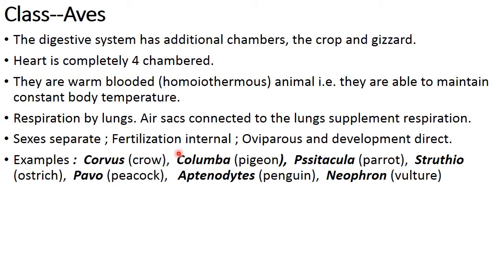Sex is separate hai, fertilization internal hai. Oviparous hai, that is they lay eggs, and development is direct. Examples you have is Corvus, crow, Columba, pigeon, Psittacula, parrot, Struthio, ostrich, Pavo, peacock, Aptenodytes, that is penguin, and Neophron, that is the vulture. So this is a flightless bird.